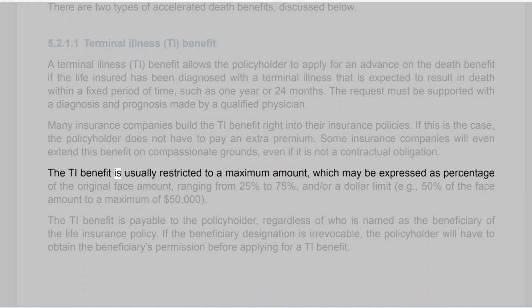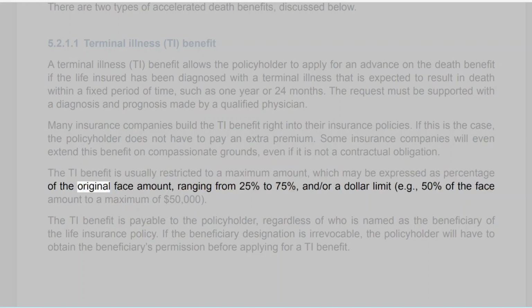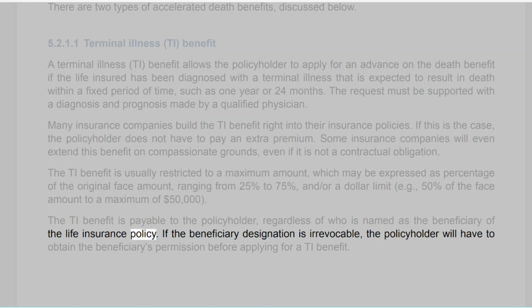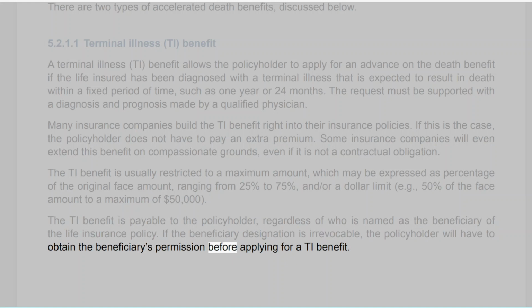The TI benefit is usually restricted to a maximum amount, which may be expressed as percentage of the original face amount, ranging from 25% to 75%, and/or a dollar limit, example, 50% of the face amount to a maximum of $50,000. The TI benefit is payable to the policyholder, regardless of who is named as the beneficiary of the life insurance policy. If the beneficiary designation is irrevocable, the policyholder will have to obtain the beneficiary's permission before applying for a TI benefit.